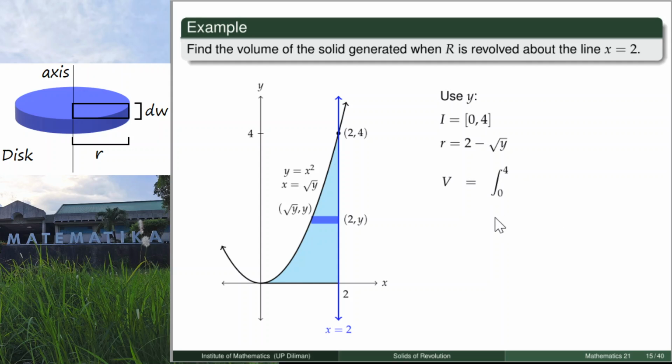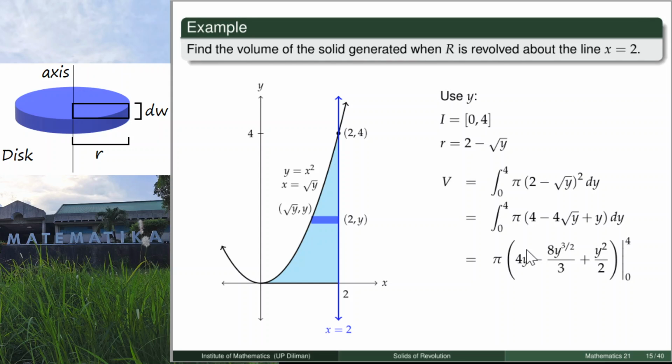We have volume is integral from 0 to 4 of pi r squared times dy, since dw will be dy. Again, find the volume. So we must find the answer to this definite integral. Before you anti-differentiate, you expand first. Then you can bring pi out of the integral because it's a constant.